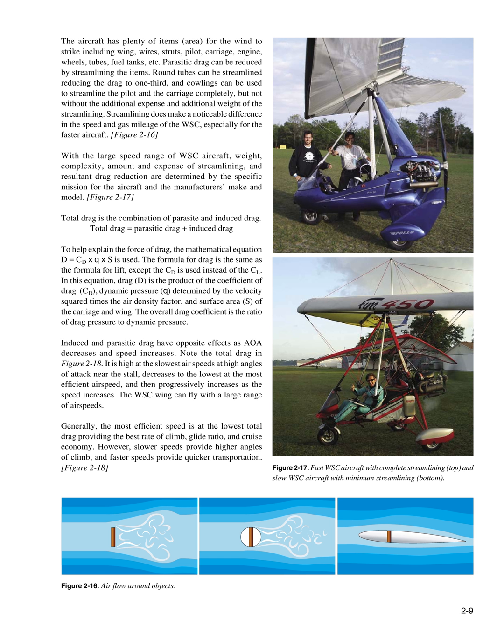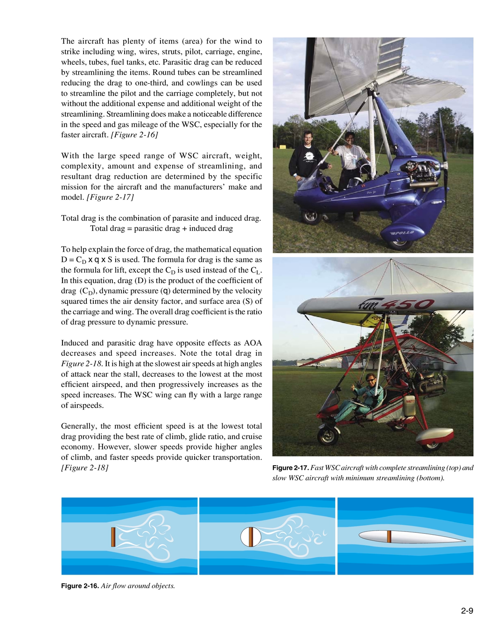Round tubes can be streamlined, reducing the drag to 1/3, and cowlings can be used to streamline the pilot and the carriage completely, but not without the additional expense and additional weight of the streamlining. Streamlining does make a noticeable difference in the speed and gas mileage of the WSC, especially for the faster aircraft. Figure 2-16, with a large speed range of WSC aircraft, weight, complexity, amount and expense of streamlining, and resultant drag reduction are determined by the specific mission for the aircraft and the manufacturer's make and model.